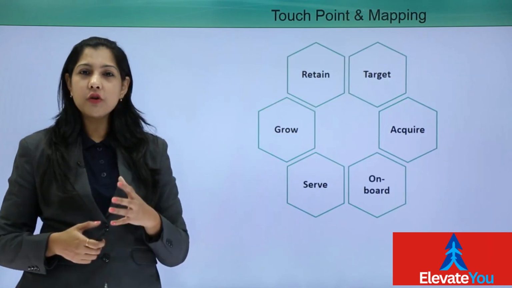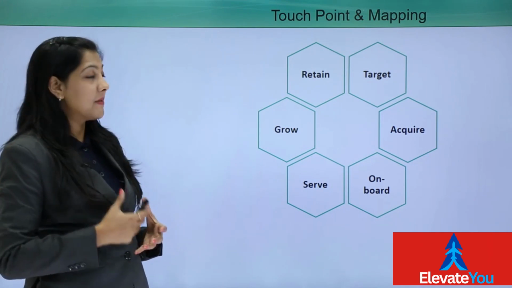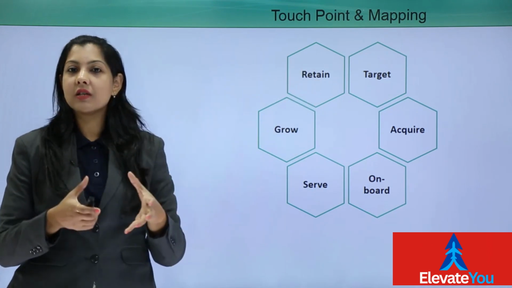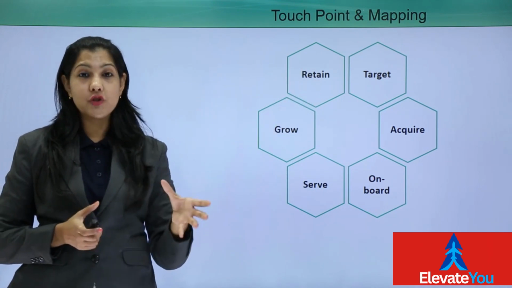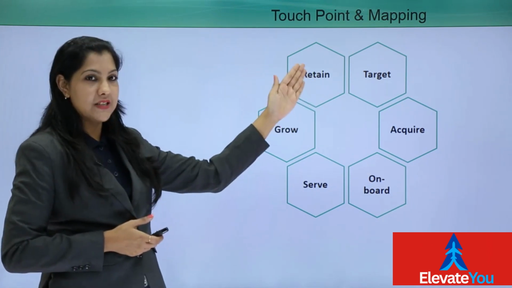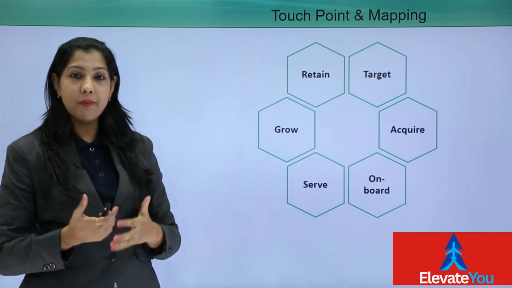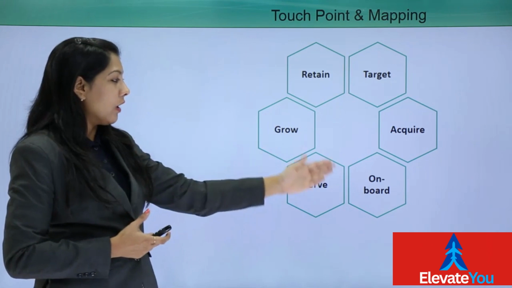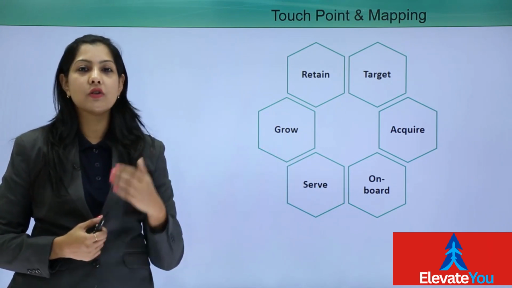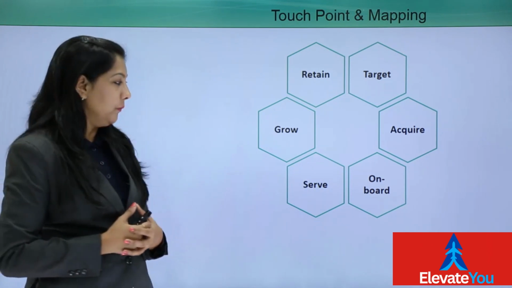Now let's understand how do you map your touch points. So customer touch points and mapping becomes important. You have to target your customer. What is the target area that you're looking at? What is the age group or the kind of gender you are looking to target? So the first and foremost is target that particular person. Then you need to acquire them, inform them and acquire them. Onboard that particular person in terms of certain forms you might want them to fill out or certain things that you want them so that they come on board or empanel with you.